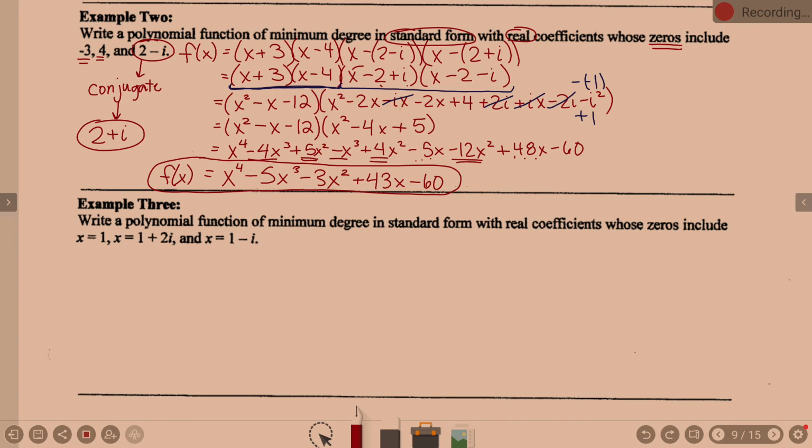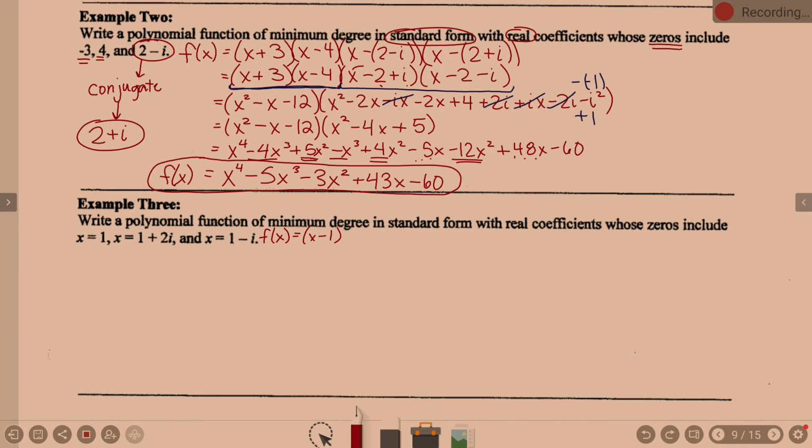Now let's at least set the next one up. There's no way we'll get it multiplied out, but let's set it up. Thoughts? What's the first factor? X minus 1.